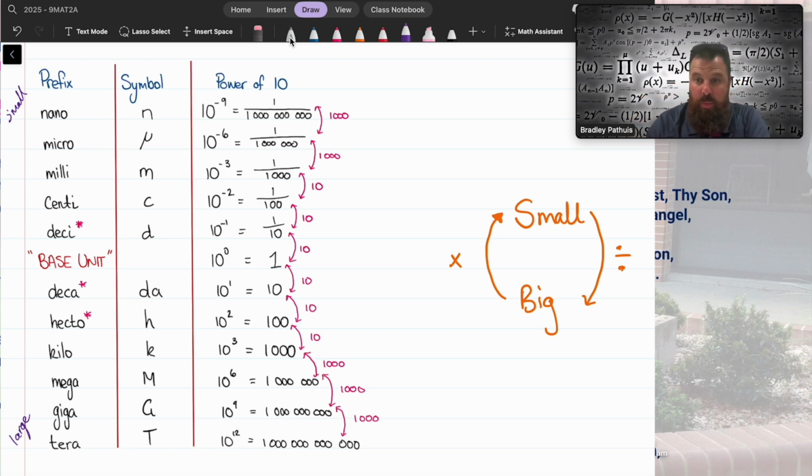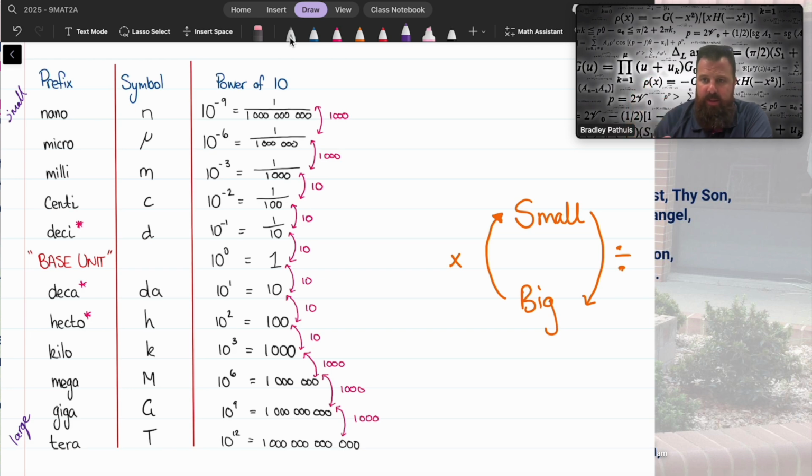So some of them change by 1,000, and as we get closer to our base unit, we change by tens. Again, you can see highlighted there with a little pink asterisk, so deci, deca, and hecto. They're not ones we regularly use, but we still need to know that they exist, and that deci and deca are 10 units, or 10 times larger for deca, or 10 times smaller for deci, away from our base unit.